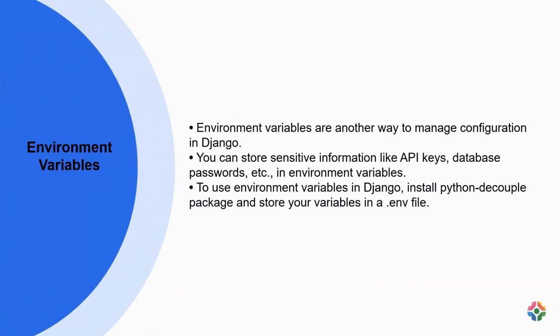When working with Django, environment variables provide a method for handling configuration. They serve as a secure option for storing sensitive data such as API keys and passwords. By using the Python decouple package, you can easily work with environment variables in Django. Storing your variables in a .env file ensures that they are kept separate from your source code, enhancing security and facilitating easier management. This approach helps maintain clean and secure configuration setups in Django projects, preventing accidental exposure of sensitive information.